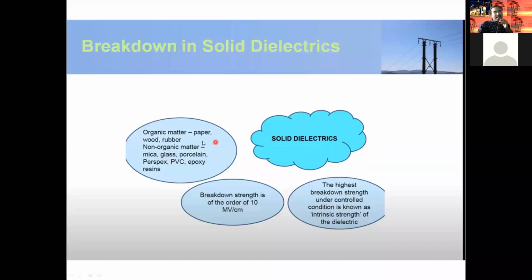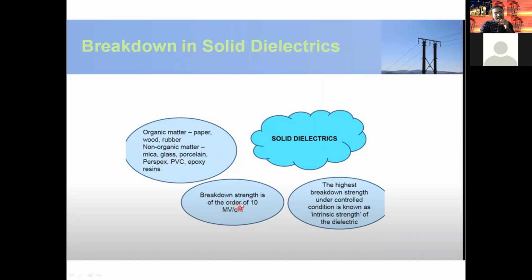Now the classification of solid type dielectric materials. Solid type dielectric materials are classified into two types: organic matter and non-organic matter. Under organic matter come paper, wood, and rubber. Non-organic matter includes mica, glass, porcelain, perspex, PVC (polyvinyl chloride), and epoxy resins.